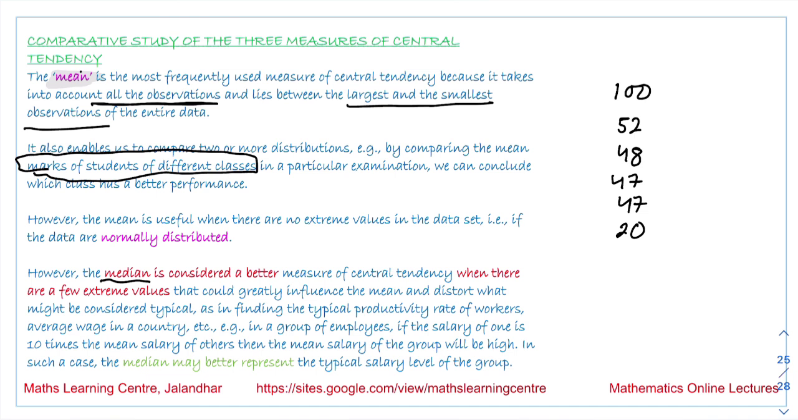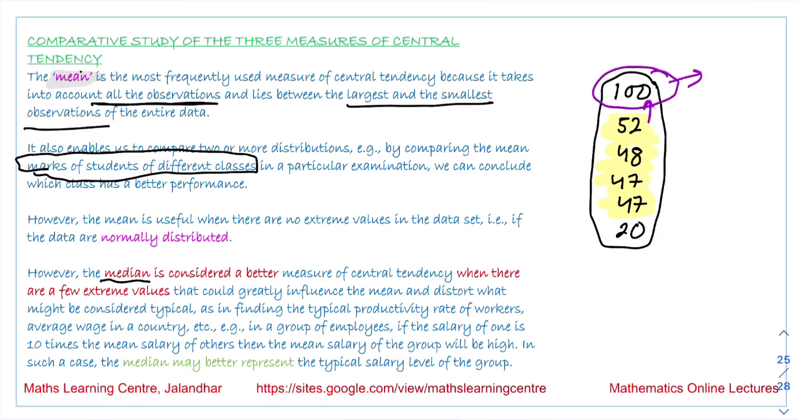Now if we have to calculate the mean or average for this data, what we see is that most of the values are lying in this region, and this is the extreme value we are talking about.